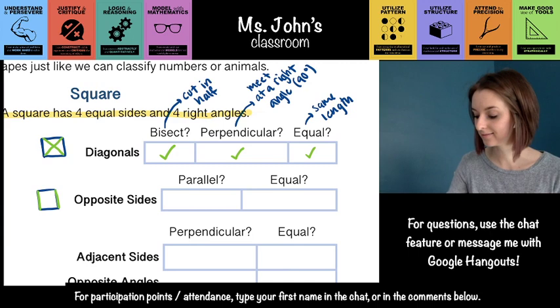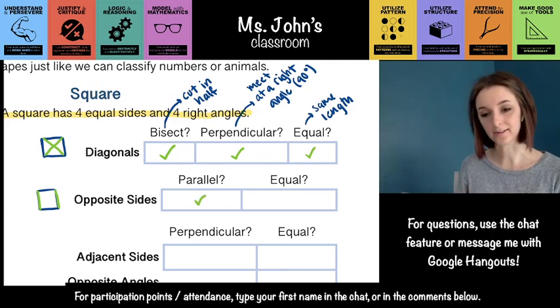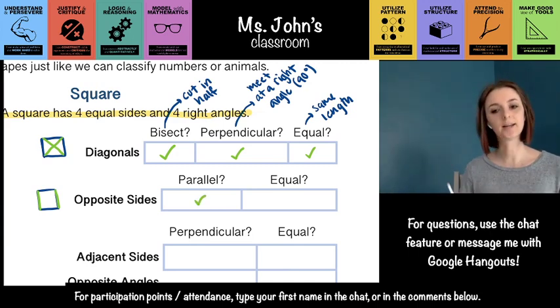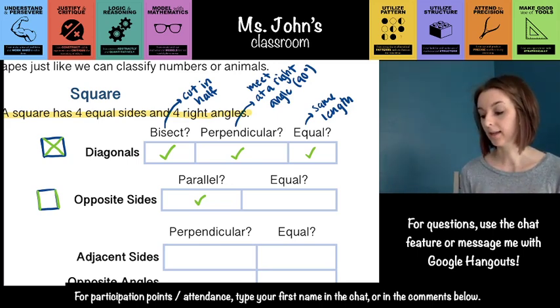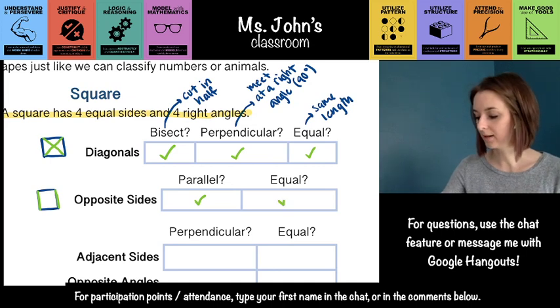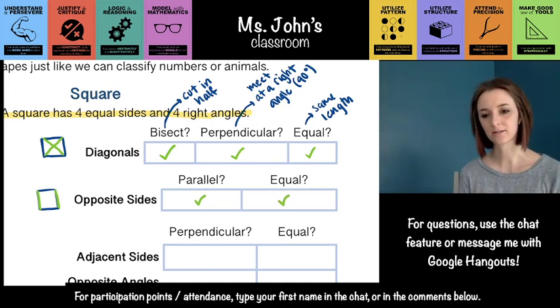And in a square, those two opposite sides are parallel, meaning that if they kept running forever in both directions, they would never cross each other. They are also equal. They're also the same length, the opposite sides in a square.